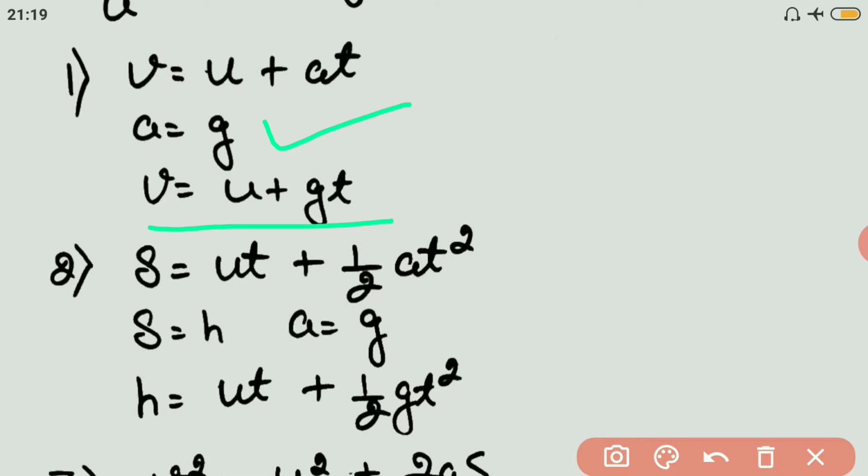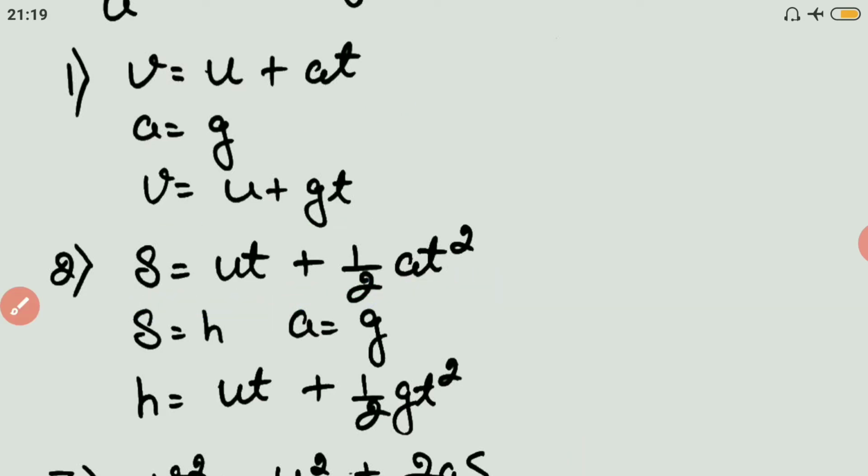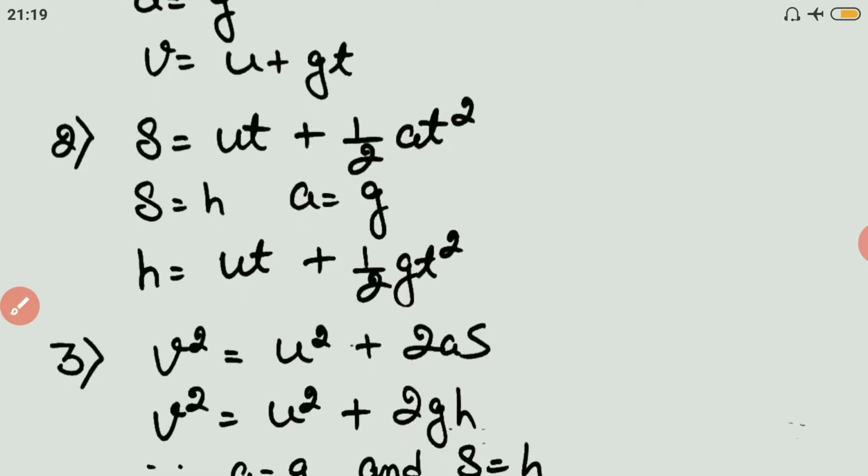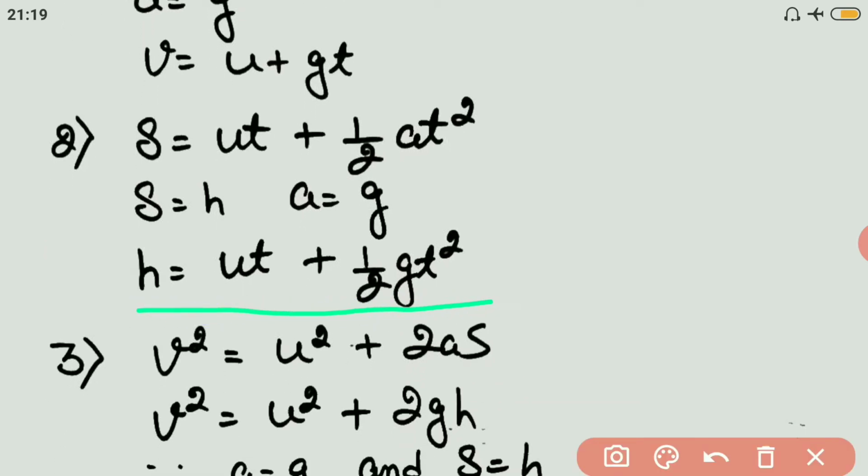Second equation, which is s equals ut plus half at square, becomes h equals ut plus half gt square, because I have to replace s and a. s becomes h, whereas a becomes g.